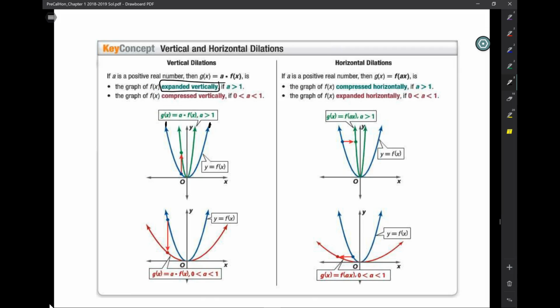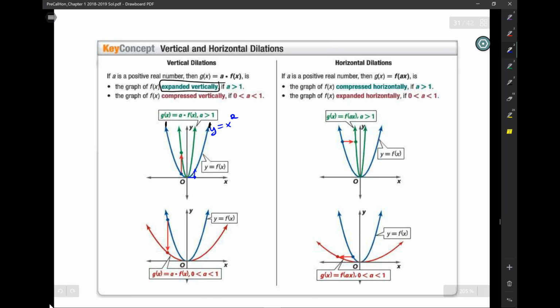So the top, the green, is expanded, the bottom is compressed. Okay, but that's fine. But you know what? Nobody's sitting up there doing compressions and stuff. What is happening behind the scenes? Let's talk about what's happening behind the scenes. So suppose your parent function here is y equals x squared, right? What happens if you go over 1 space? How many do you have to go up?